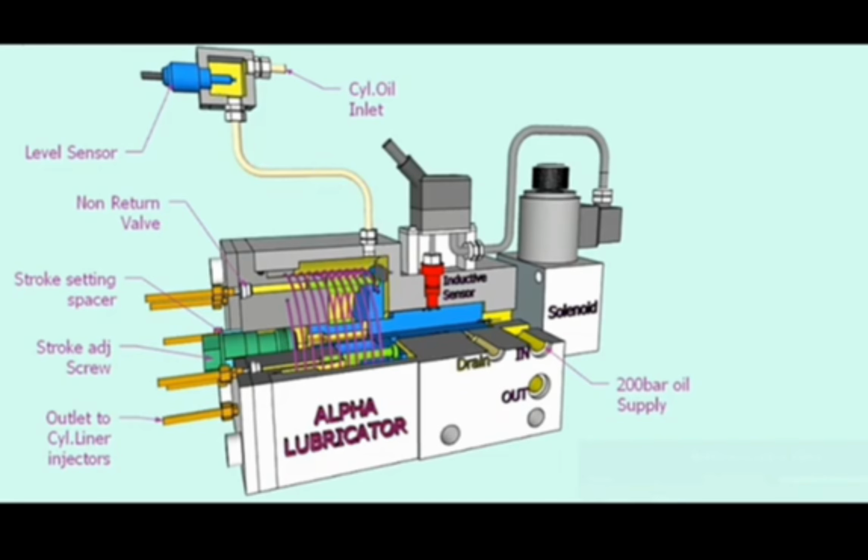And this is the oil supply system, having level sensors also there to give the alarm. For the piston movement, there is an inductive sensor to give the feedback to the controller. If there is any error in the movement, then it will raise the alarms. It also has non-return valves and a spacer to adjust the stroke length of the piston.